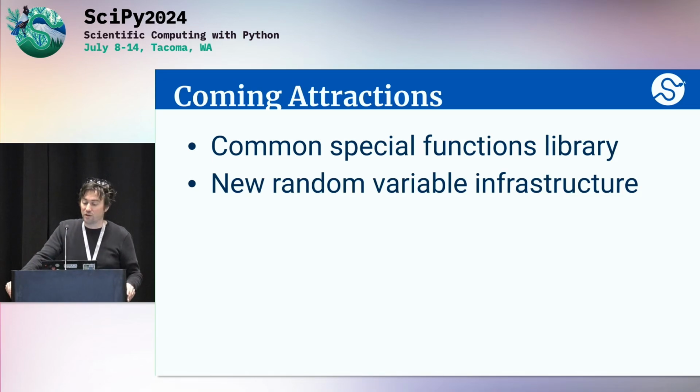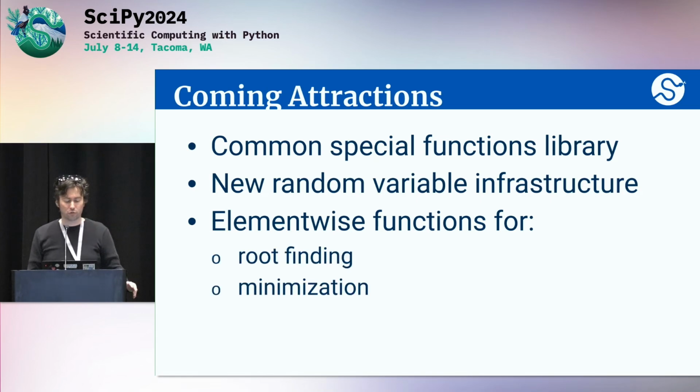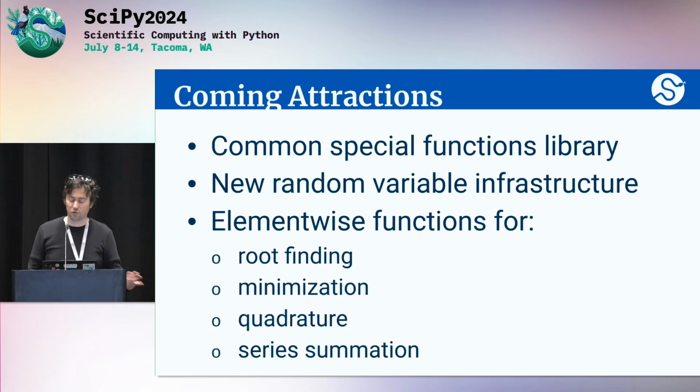There's a new random variable infrastructure that's under development. We're working on making it so you'll find it more intuitive, faster, more accurate, et cetera. And we have new element-wise functions for doing things like root finding, minimization, quadrature, series summation, and the new scipy.differentiate, which just merged recently.